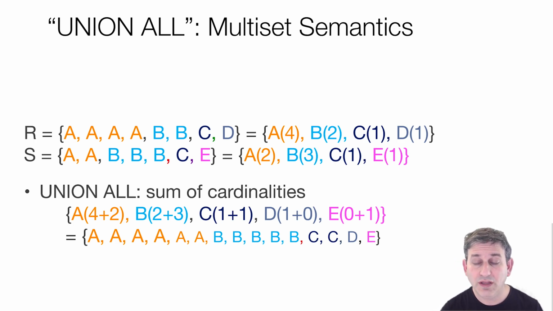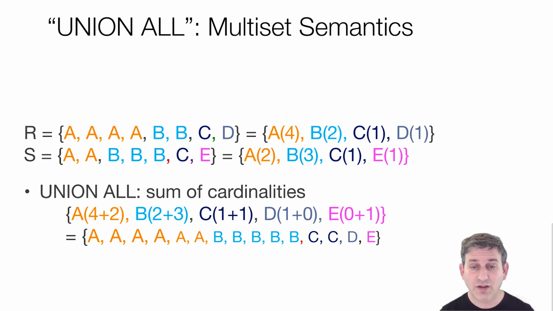So UNION ALL is going to form the union of 2 multisets. The cardinalities of the tuples in the output are going to be the sums of the cardinalities of the tuple in the input. It's as if we're keeping 1 copy in the output for each copy in the input. So for A, there were 4 A's in R, there were 2 A's in S, so there are going to be 6 A's in the output of UNION ALL. For B, there were 2 in R, 3 in S, so there's going to be 5 B's in the output. For C, there was 1 in each, so there's going to be 2 C's in the output. And there's 1 each of D and E in the input, so there'll be 1 each of D and E in the output. You can convince yourself here that what we're doing is summing up the cardinalities per tuple of the 2 inputs.